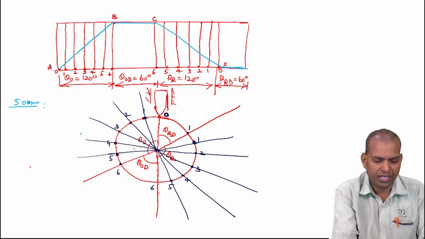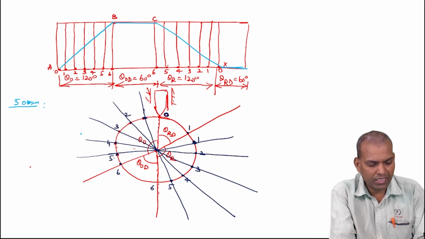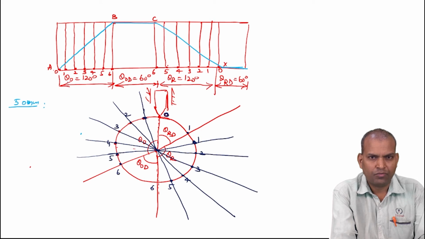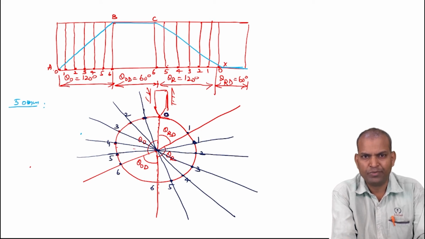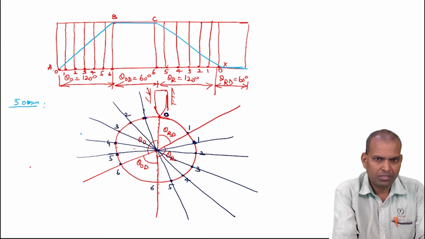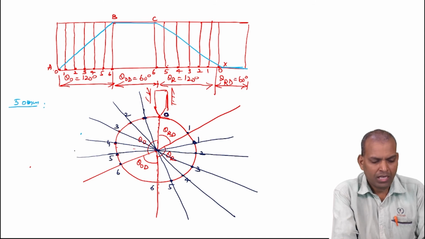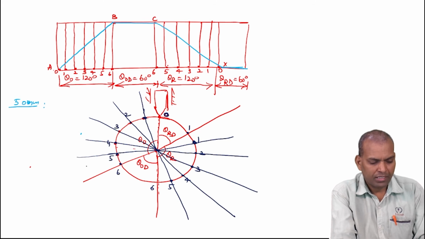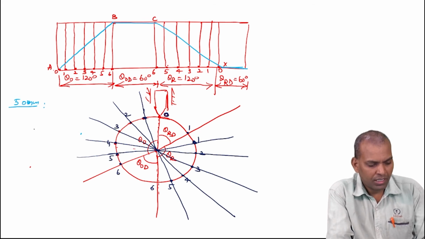Similarly, during cam profile drawing, the outward stroke is divided into an equal number of angular sections. Similarly, the return stroke. One important thing is that whatever equal divisions we do for the outward stroke, the same should be done for the return stroke. Suppose the outstroke is divided into 6 and you want to divide the return stroke into 4; no, it should be an equal number of parts. Now, what is the next step? The next step is we have to measure the displacement.